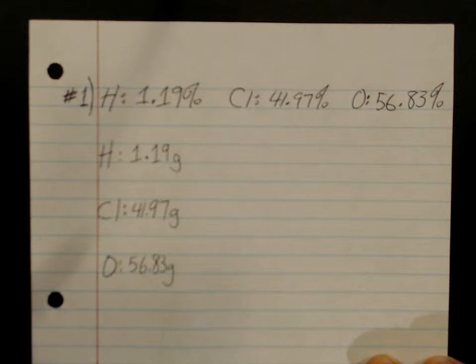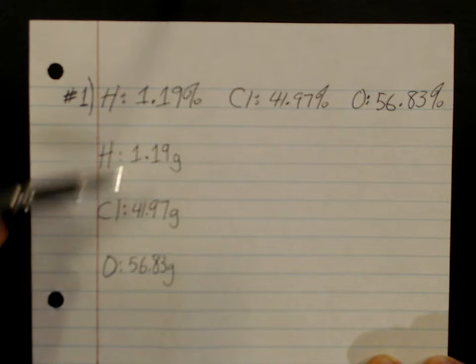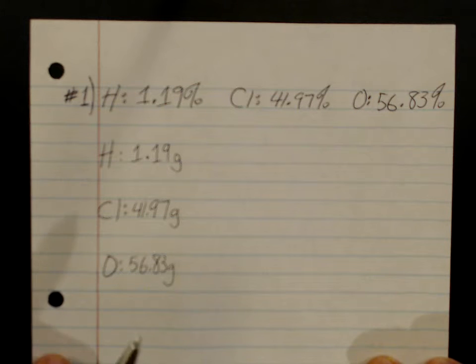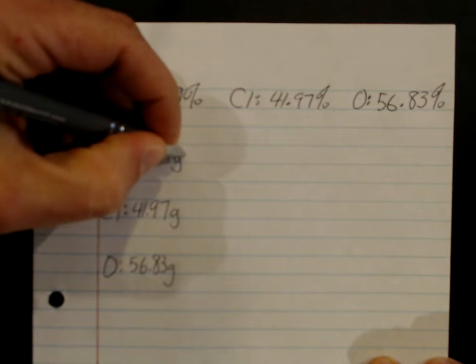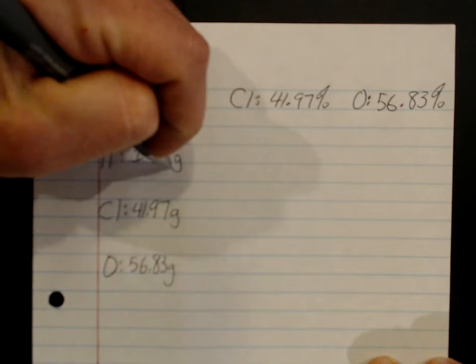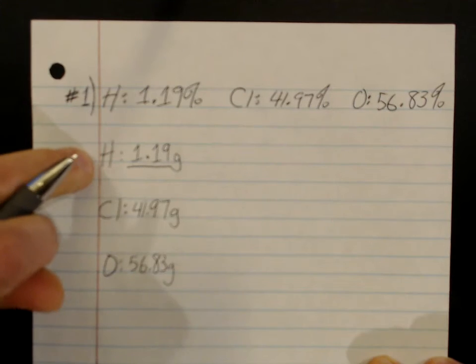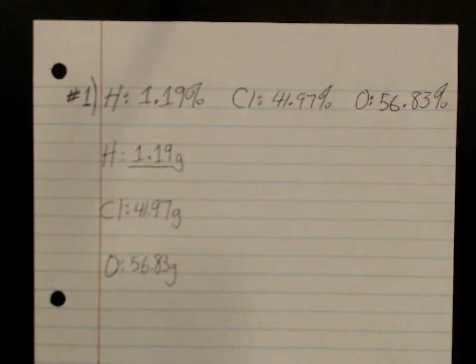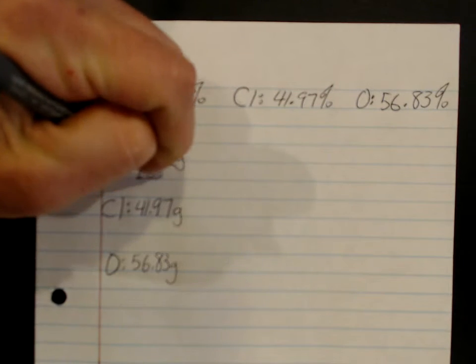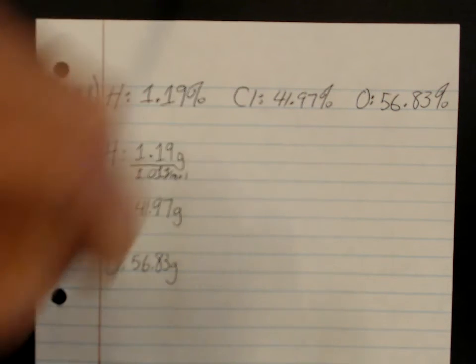Secondly, we're going to convert these masses, these grams of each element, into moles. Hey, we learned how to do that in a previous video. How do you change from grams to moles? Well, you would divide each of these by their formula masses. So I'm going to divide hydrogen's mass by hydrogen's formula mass, which according to the periodic table is 1.01 grams per mole.